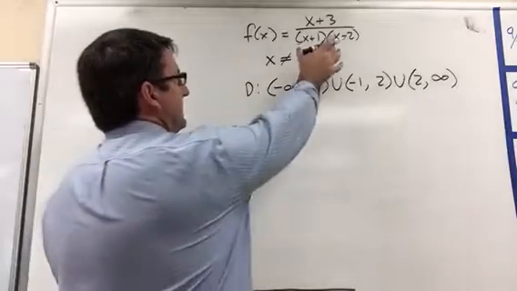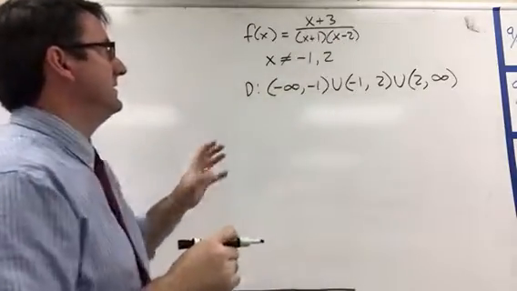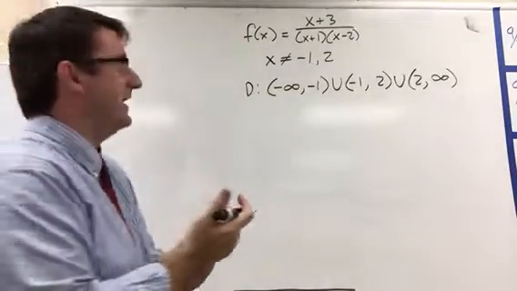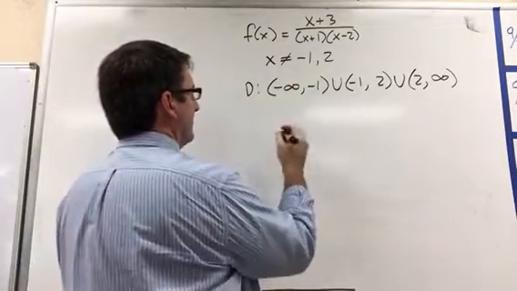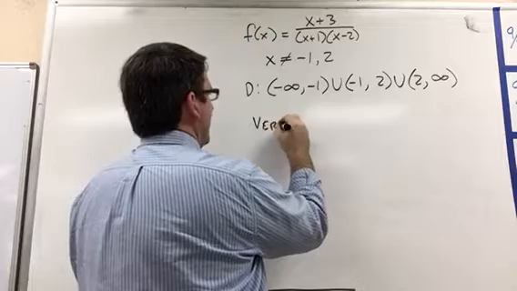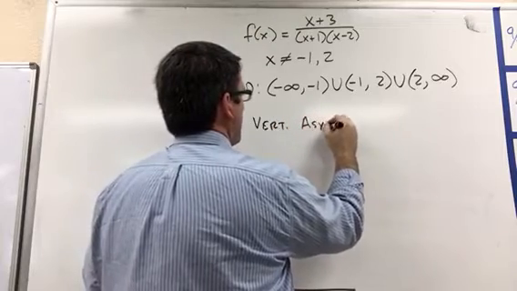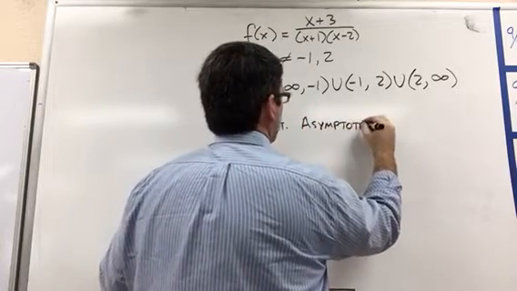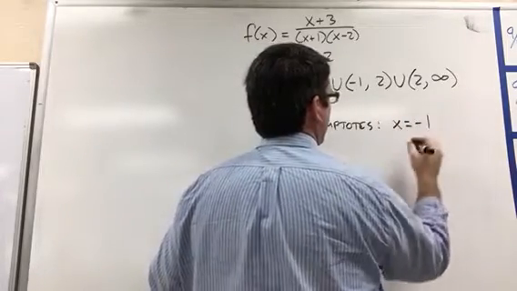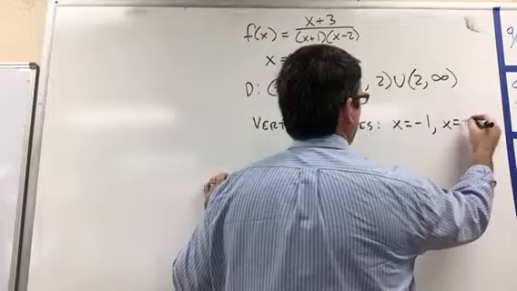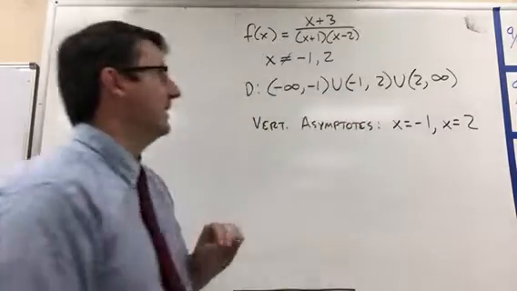All right, now notice also that these numbers are going to give us our vertical asymptotes. Since this function can't exist at x equals negative 1 or at x equals 2, that's where these vertical asymptotes are. So the vertical asymptotes are going to be x equals negative 1 and x equals positive 2.